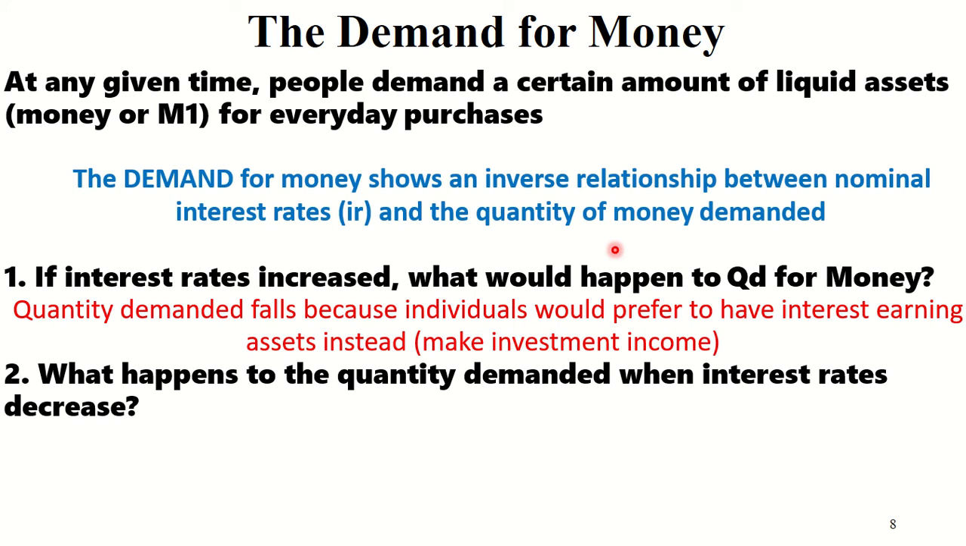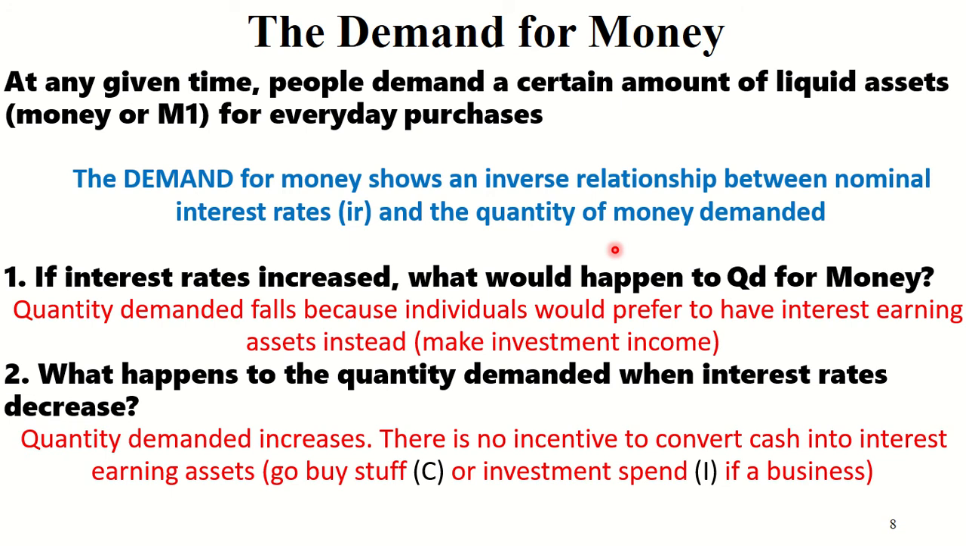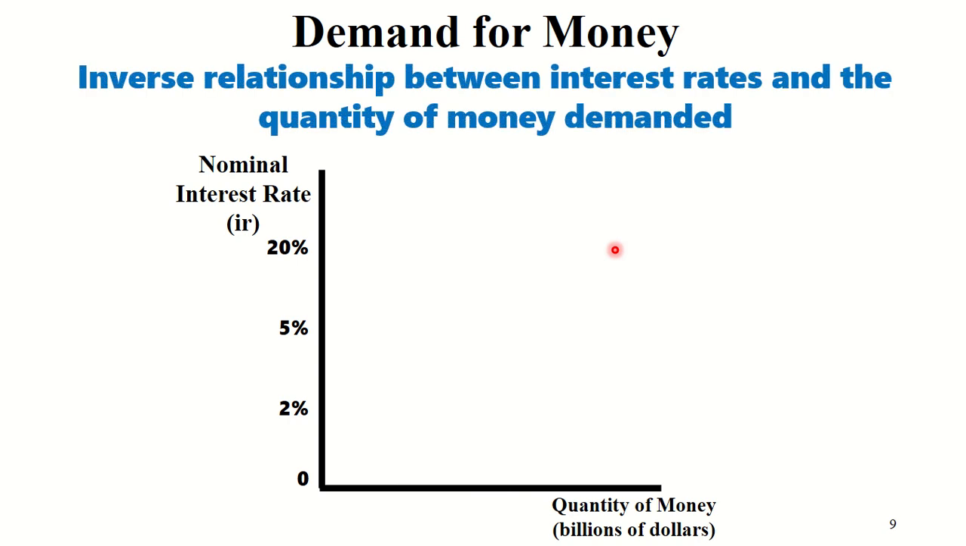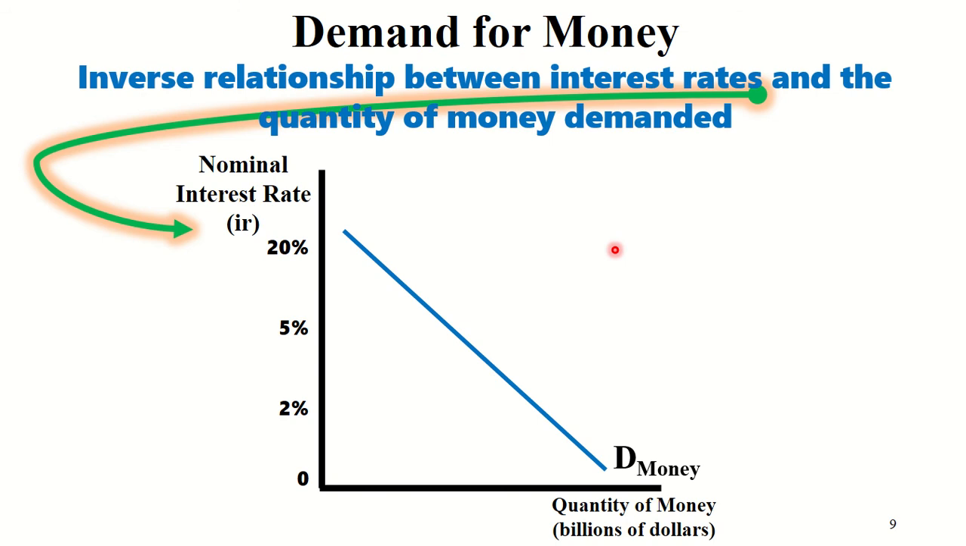What happens to the quantity demanded when interest rates decrease? Well, when interest rates decrease, the quantity demanded increases. There's no incentive to convert the cash into interest earning assets, right? So people are going to go buy stuff, right? Consumer spending or investment spending, right? Businesses are going to invest if the interest rates decrease. Here's our demand for money, right? So it shows an inverse relationship between interest rates and the quantity of money demanded.